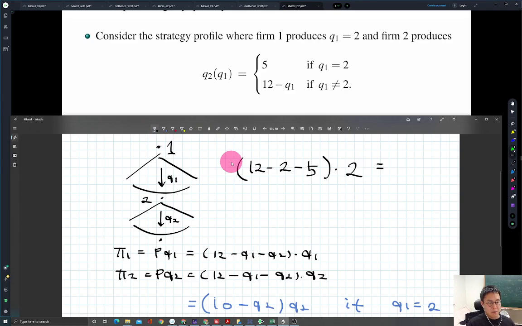So 5 times 10. So 5 times 2, that is 10. So the profit amounts to $10. But if firm 1 produces the other quantities, under this strategy profile, firm 2 responds with this quantity. But with this quantity, observe that the market price comes down to 0. Okay? So this can be understood as an empty threat.